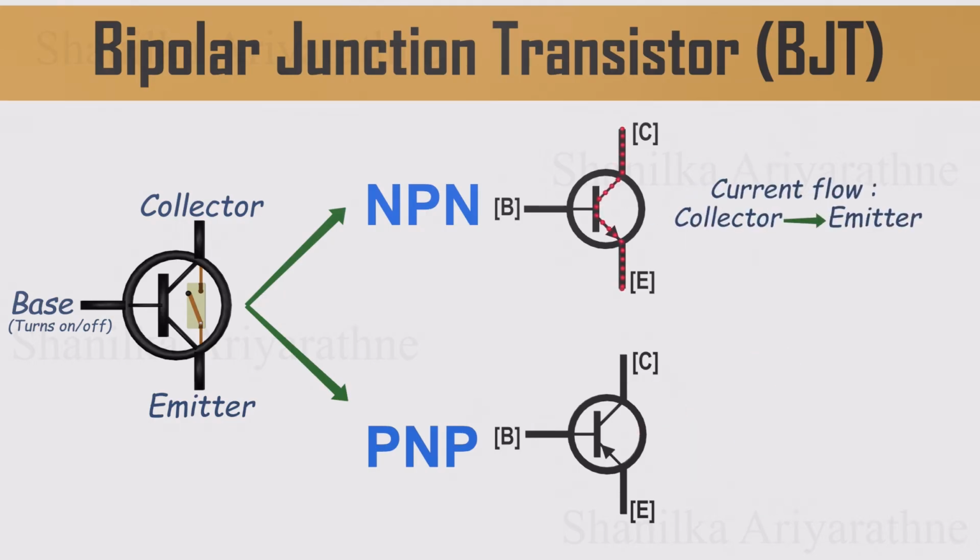In an NPN transistor, current flows from collector to emitter. In a PNP transistor, it flows from emitter to collector. That simple difference affects how you connect and control them in a circuit, and we'll explore that later.